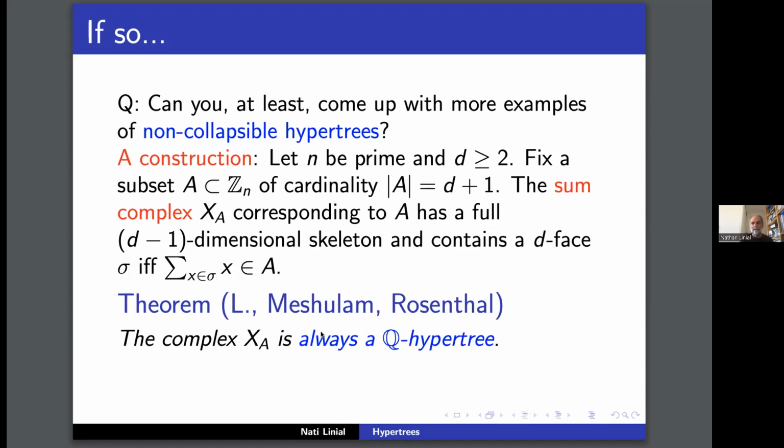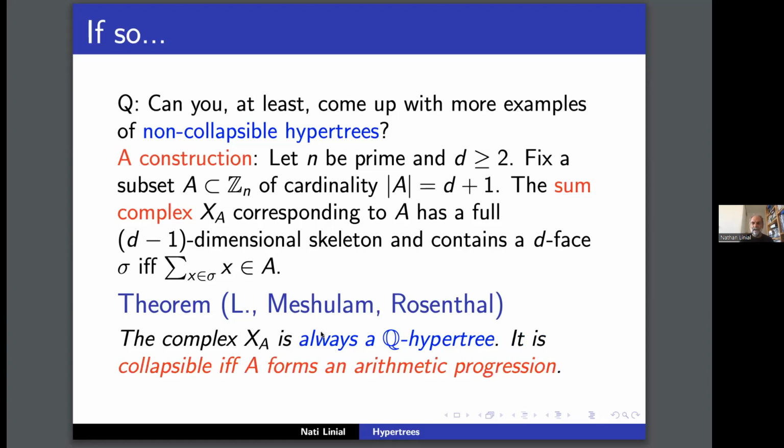And here is what we know about this. This is joint work with Roy Meshulam and with Rosenthal. This is what we proved: this complex is always a Q hypertree. Both claims are quite non-trivial. On the other hand, collapsibility is the stricter condition, and it holds if and only if the elements of A form an arithmetic progression. So in the example that I said before, if beta is the average of alpha and gamma, then and only then will it be collapsible. The nice thing about this is that it illustrates the spirit that being collapsible is a much stronger condition than being a hypertree.